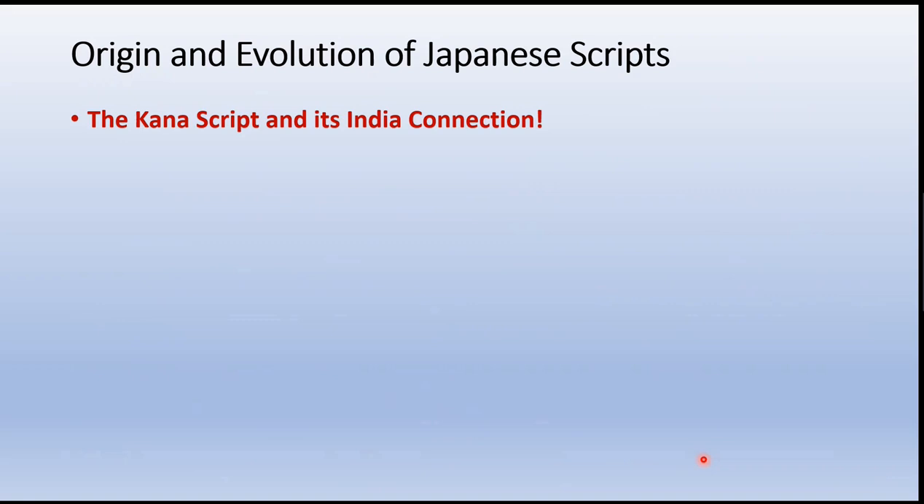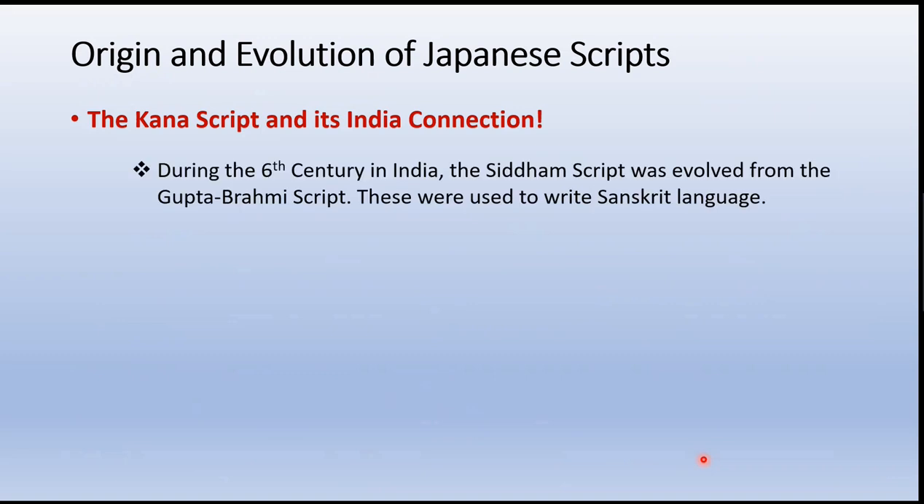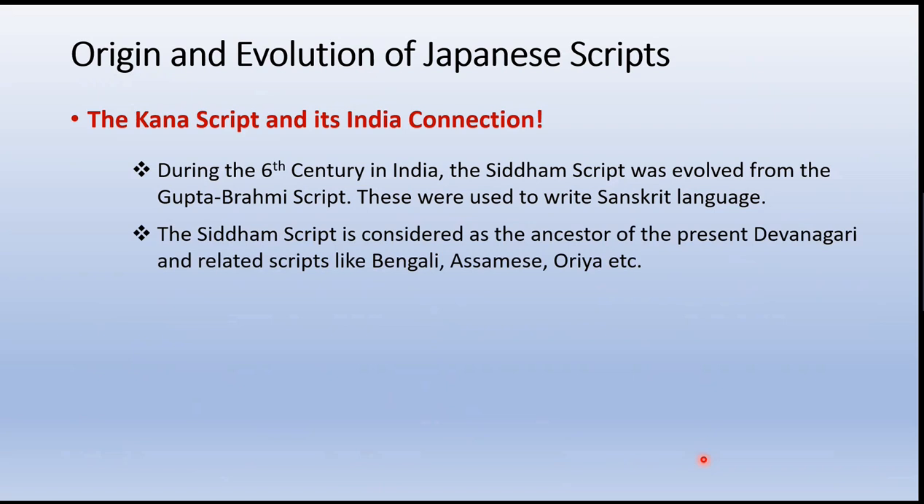Now, one important and interesting aspect is that there is some connection of this evolved kana script with India. Let's have a look at it. During the 6th century, that is in the medieval period in India, the Siddham script was evolved from the Gupta Brahmi script, and these were used to write the Sanskrit language at that time. The Siddham script is considered as the ancestor of the present Devanagari and related scripts like Bengali, Assamese, Oriya. These are all Indian languages. And to mention, Devanagari is the script in which Hindi is written.